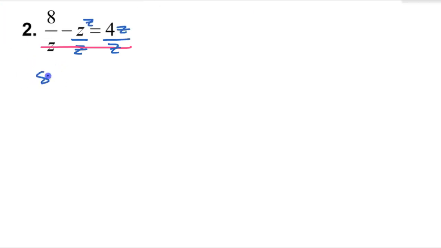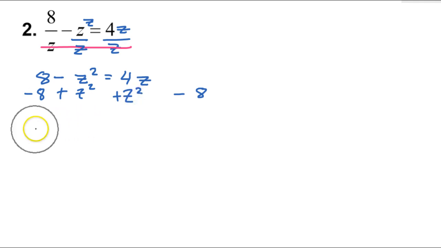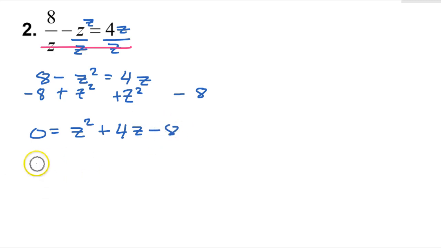So that's going to leave me with 8 minus z squared is equal to 4z. Okay, so I'm going to subtract 8 from both sides, and I'm going to add z squared to both sides. So that's going to give me 0 is equal to z squared plus 4z minus 8. So hopefully this will factor.